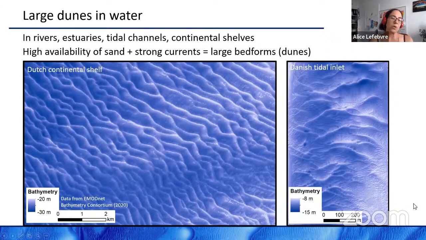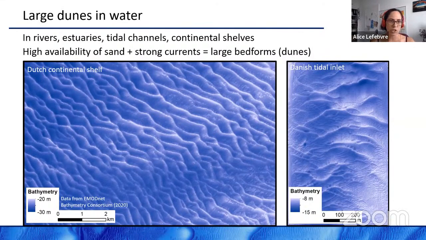Today, I would like to talk to you about large dunes in water. Like in desert, where you have a lot of sand and a lot of wind, and that creates big fields of dunes. In rivers, estuaries, tidal channels, and continental shelves, you also have a lot of sand and some strong currents. So large dune fields can develop.